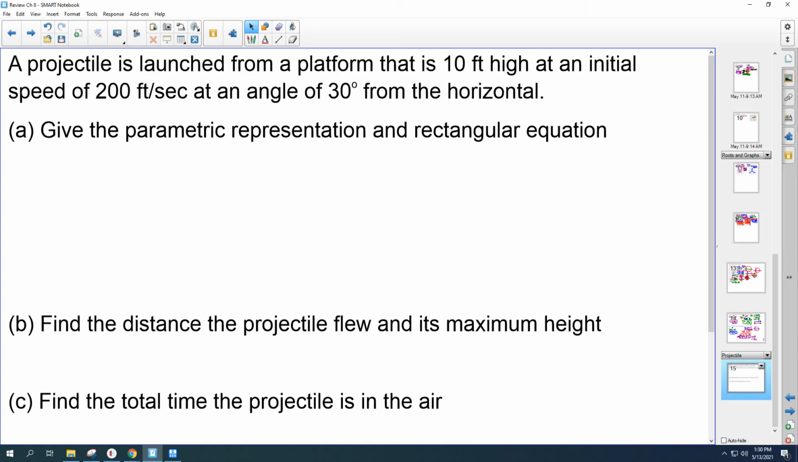A projectile is launched from a platform that is 10 feet high at an initial speed of 200 feet per second at an angle of 30 degrees from the horizontal. Give the parametric representation and rectangular equation for this.